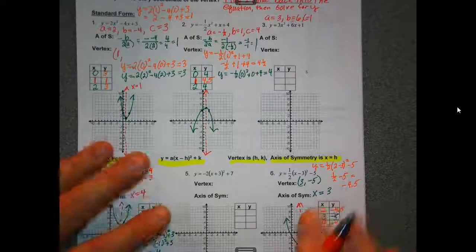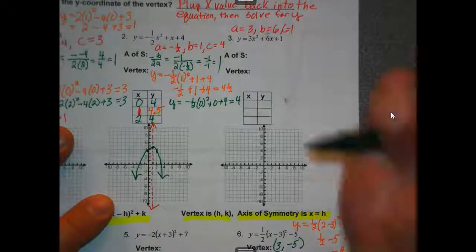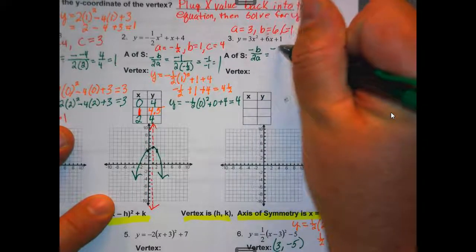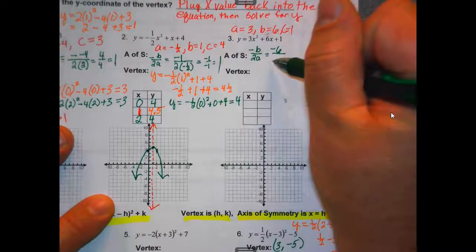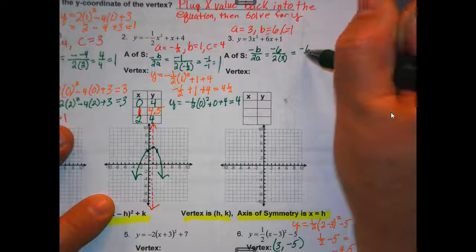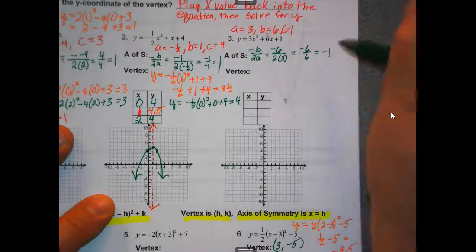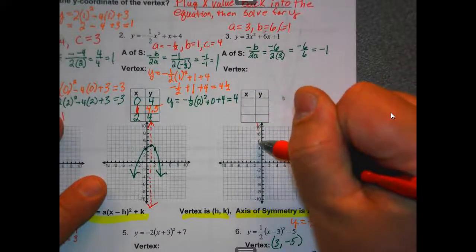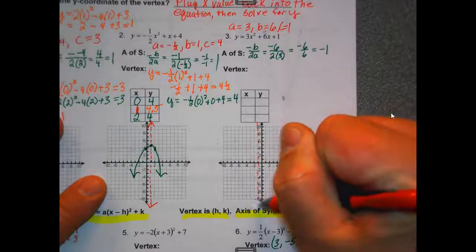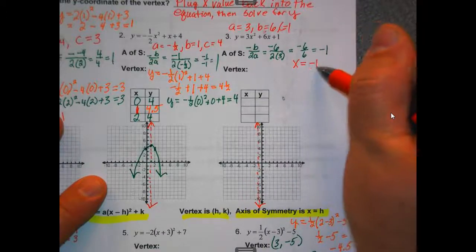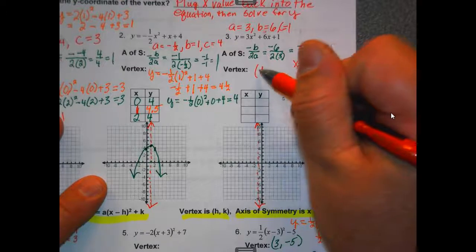Okay, what is the axis of symmetry formula? Negative B over 2A. So negative 6 over 2 times A, which is 3. So I have negative 6 over positive 6, which is negative 1. So my axis of symmetry is x equals negative 1. So let's draw it in. X equals negative 1, which also happens to be the x value of my vertex.